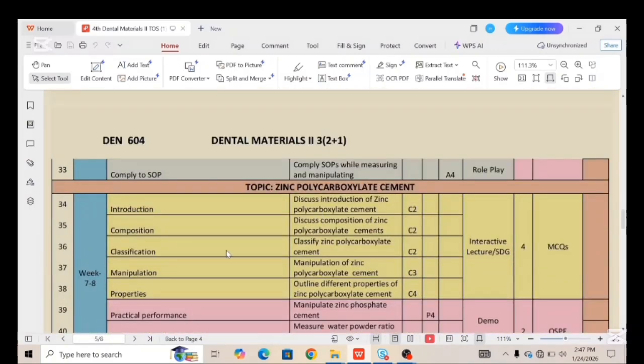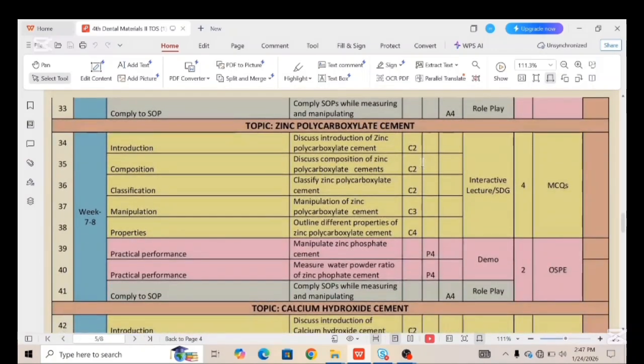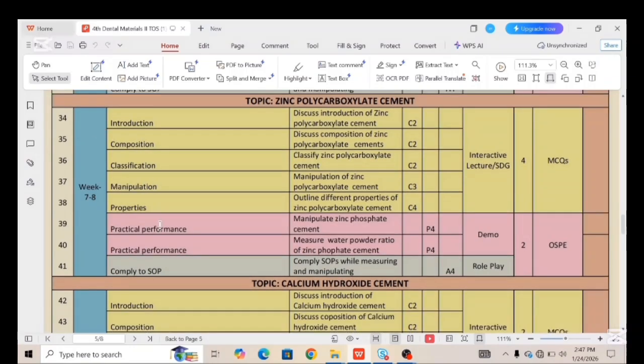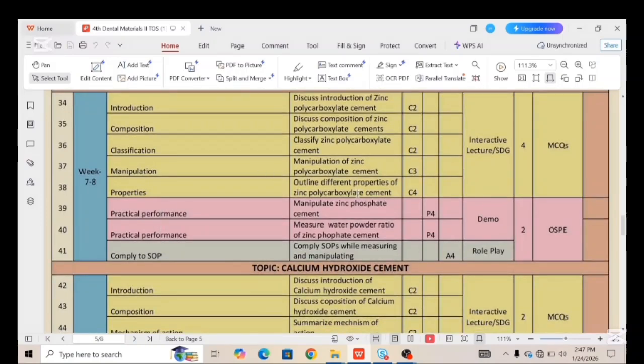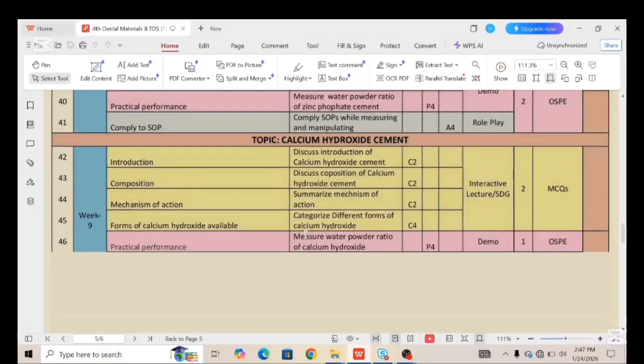Week number 7 to 8 work is zinc polycarboxylate cement, in which we will give the introduction, composition, classification, manipulation, and the properties. Also, we have the practical here, manipulate zinc phosphate cement, measure water to powder ratio of the zinc phosphate cement. Then we have week number 9 work, which is calcium hydroxide cement.